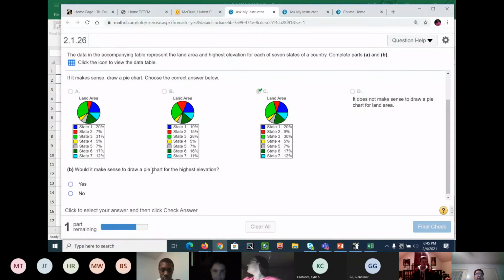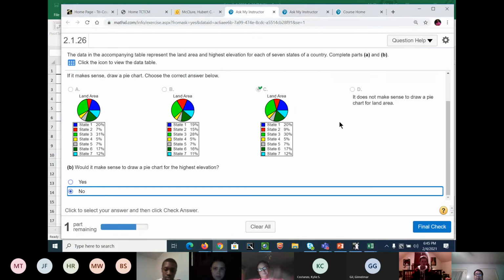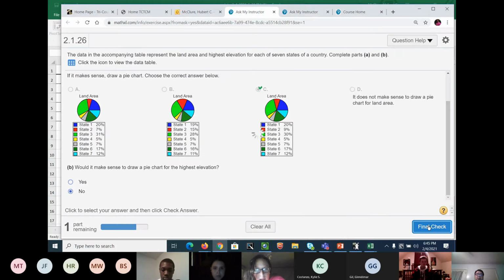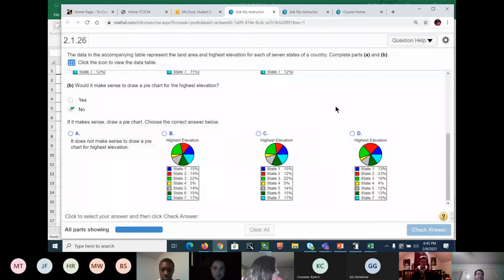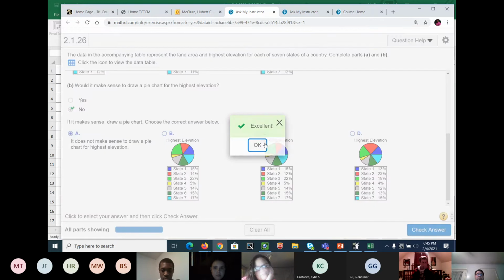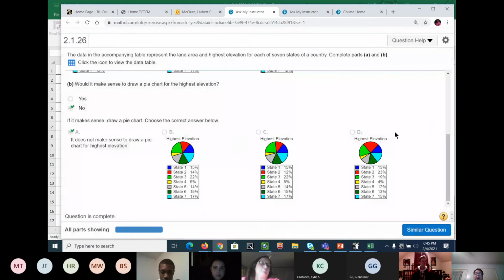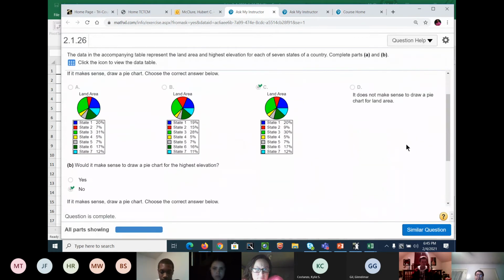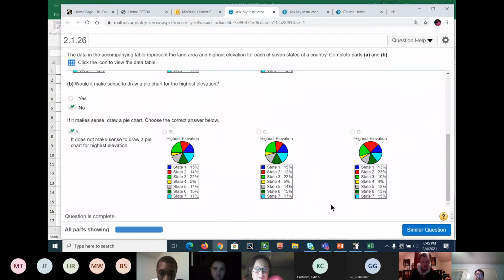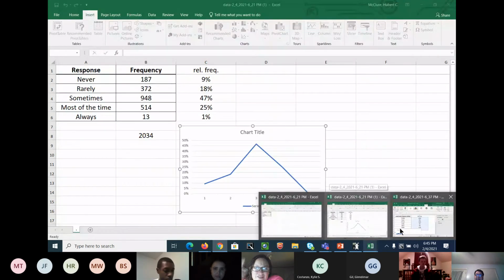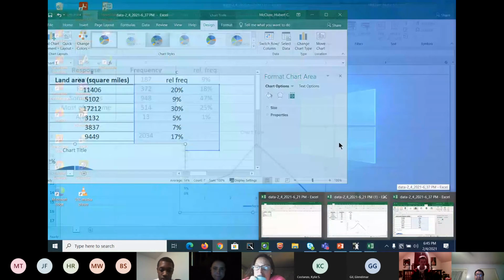Would it make sense to draw a pie chart for the highest elevation? I don't think so. I think it would be better to do a bar chart or a line chart. It does not make sense to draw a pie chart. Now, why would it not make sense for the elevations? Because elevations might change. They rise and go up and down, yes.